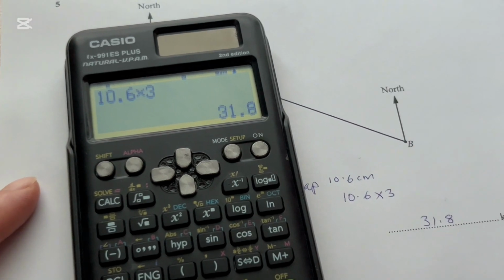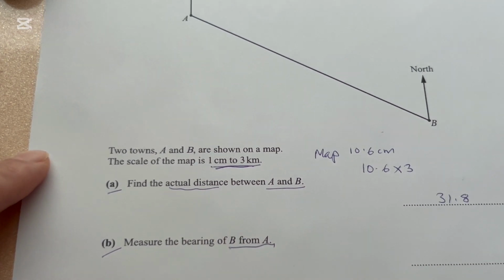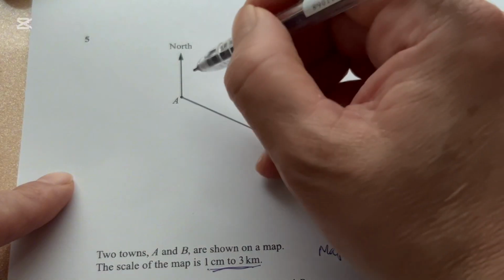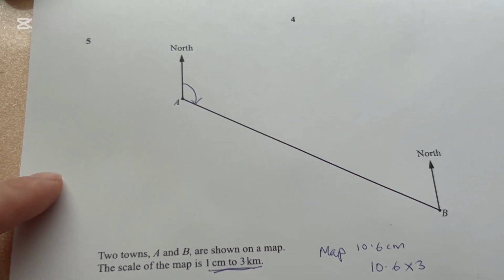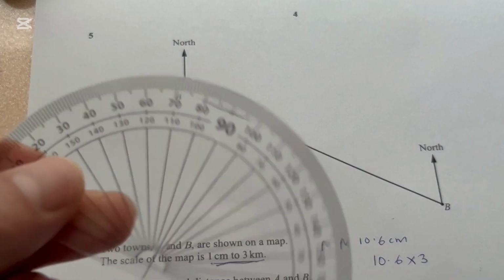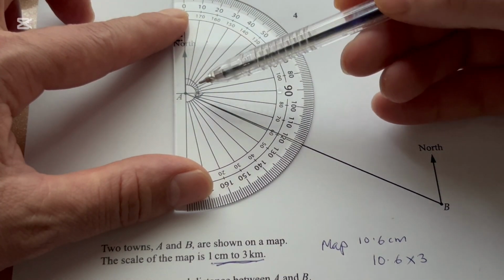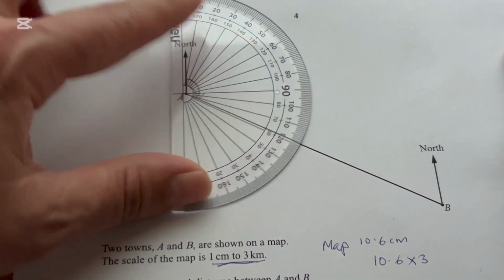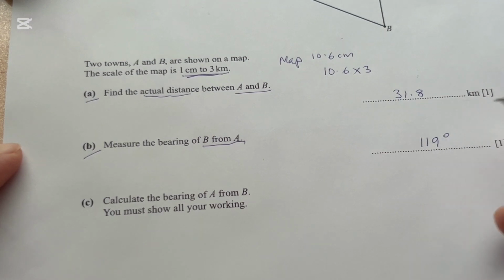All right. Now let us look at question 5, part B. Measure the bearing of B from A. Let us go back to the diagram. The bearing of B from A is this angle over here, measured from north in a clockwise direction. So you need your protractor. So here if you look at the angle, which is 119 degrees. The bearing of B from A is 119 degrees.